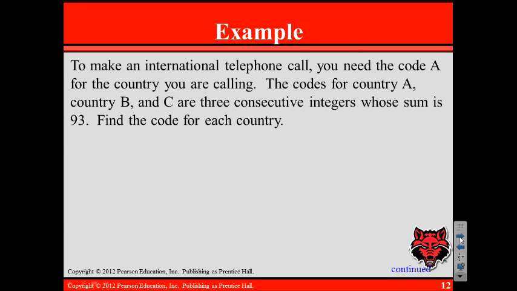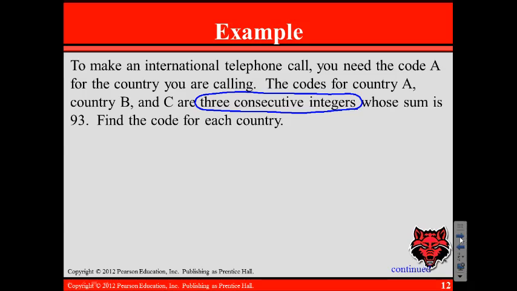Let's try one application of using consecutive integers. And that will be this word problem. To make an international phone call, you need the code for the country you are calling. The codes for country A, country B, and country C are 3 consecutive integers whose sum is 93. Find the code for each country. So first we are told the answers for A, B, and C are 3 consecutive integers.